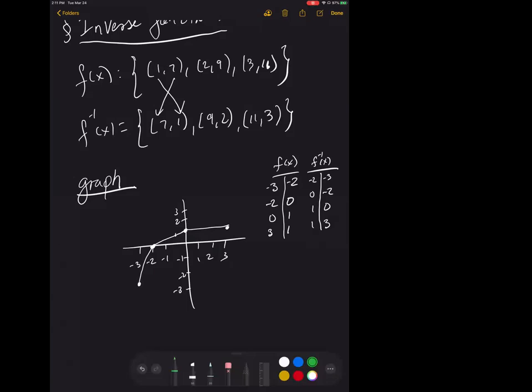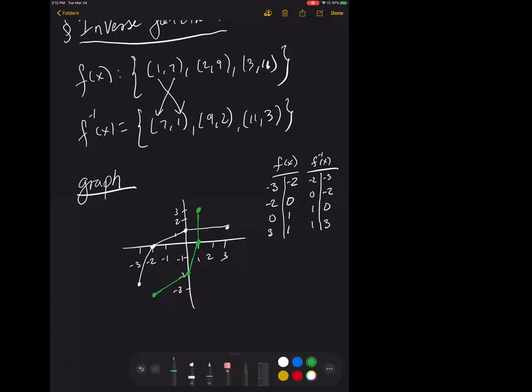So -2, -3 is right here. 0, -2 is right here. So you see this point corresponds to this point. This point corresponds to this point. And so forth and so on. The next one is 1, 0. And then the last point is 1, 3. And of course, you connect those. And that gives us the graph of the inverse function.